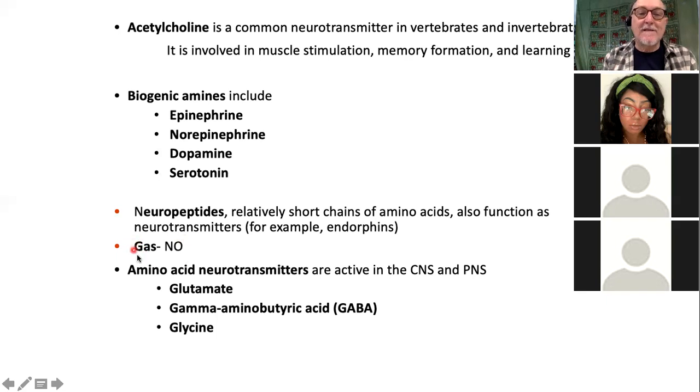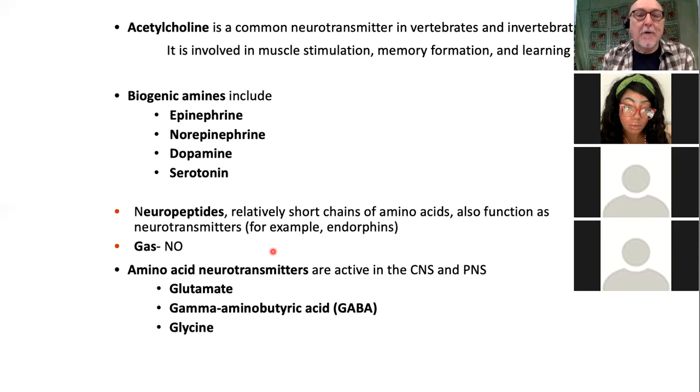Another interesting one is a gas, nitric oxide, NO, which is strongly implicated in contraction of smooth muscle and is also implicated in dilation of blood vessels. And for that reason, it has come under particular scrutiny for its role in sexual arousal. And in fact, drugs like Viagra act on the receptors for nitric oxide and enhance its ability.